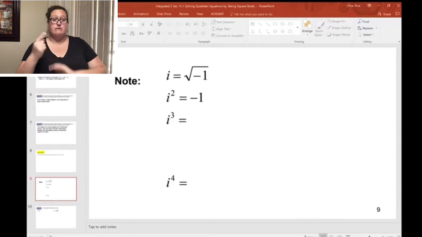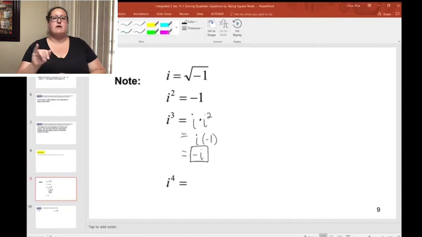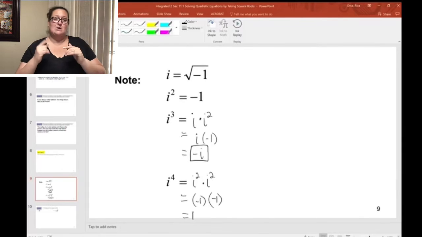i to the third is equal to i times i squared, which is i times -1, which is -i. i to the fourth is equal to i squared times i squared. i squared, as we know, is -1, and -1 times -1 is +1. i to the fourth equals +1.